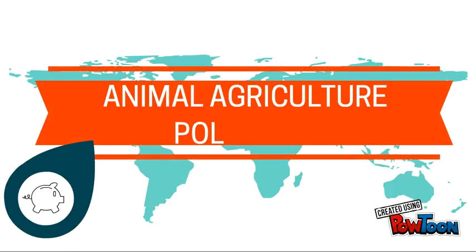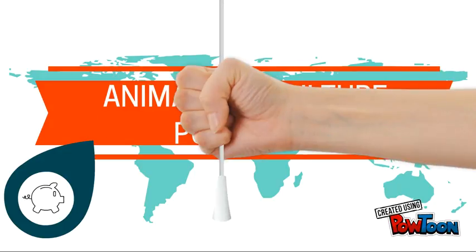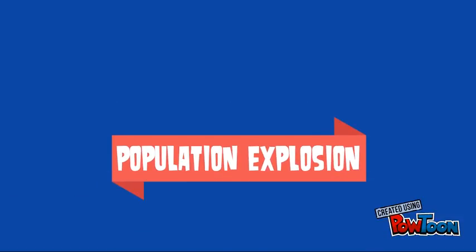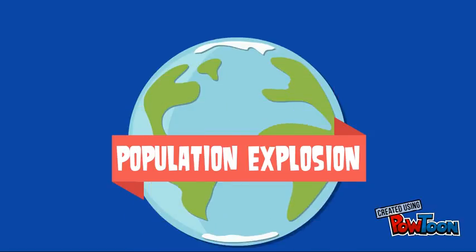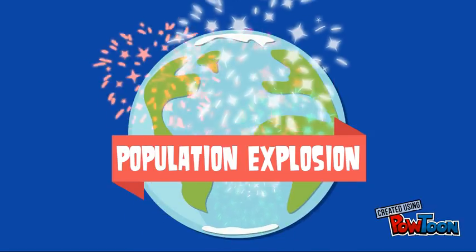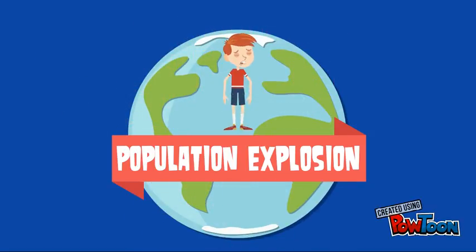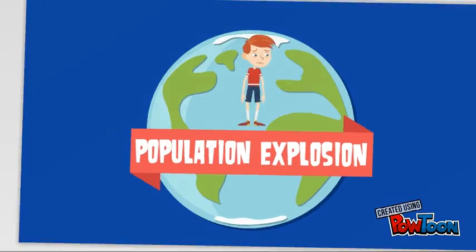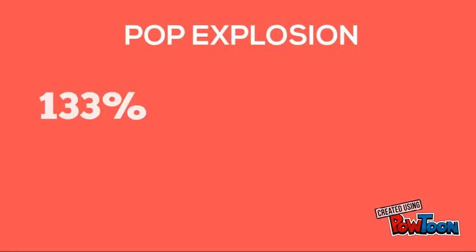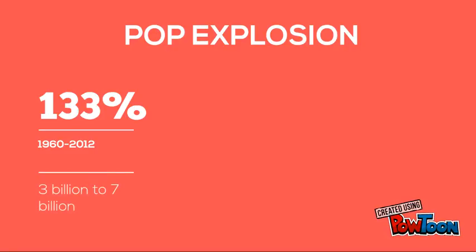Animal agricultural pollution. This one topic has a very broad effect on planetary health. Along with the population explosion of humans in the past century, the demand for food has exponentially increased, which in turn has exponentially increased the problem of animal agricultural pollution. The human population has skyrocketed 133% from 1960 to 2012, according to the U.S.